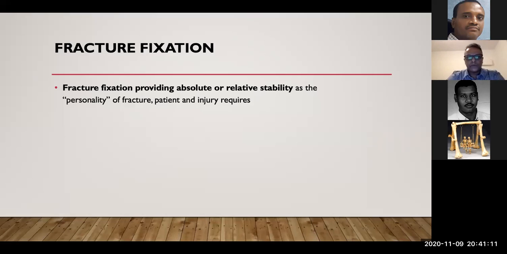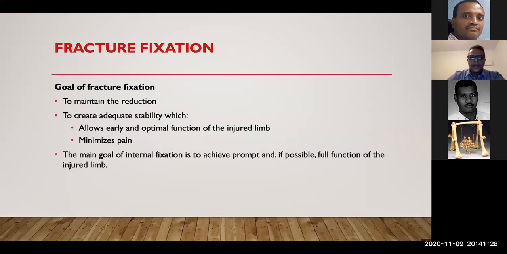The second principle of AO principles of fracture fixation is fracture fixation providing absolute or relative stability. And this depends on the personality of the fracture, the patient, and the injury itself. The goal of fracture fixation is to maintain the reduction, which we achieved primarily, and then to create adequate stability, which allows early and optimum function of the injured limb, and also minimizes the pain.